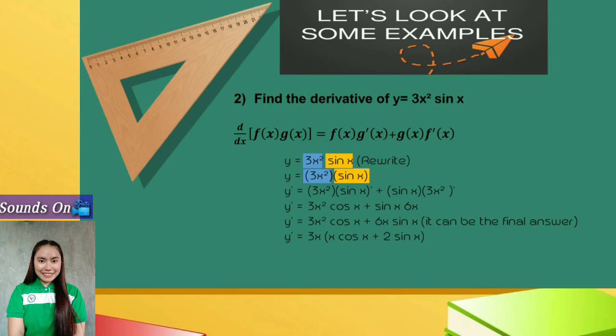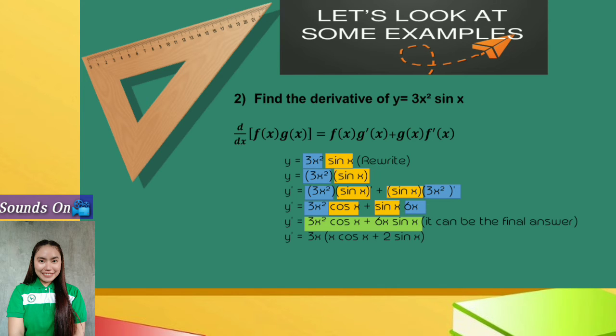So, applying the product rule, y prime is equal to, copy the first function, 3x squared times the derivative of the second function, and that would be cosine x, plus copy the second function times the derivative of the first function, 3x squared, and that would be 6x. So y prime is equal to 3x squared times cosine x plus sine x times 6x. So y prime is equal to 3x squared cosine x plus 6x sine x.